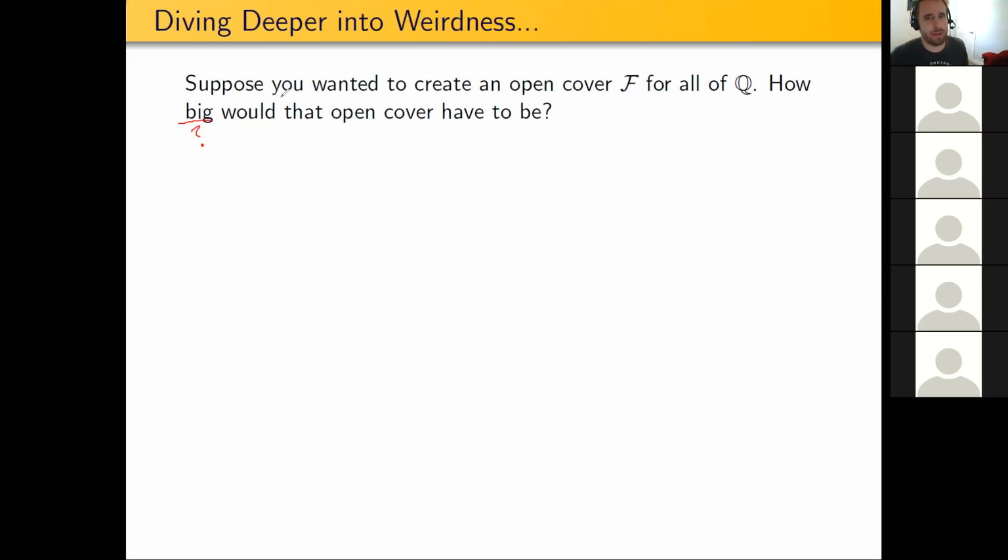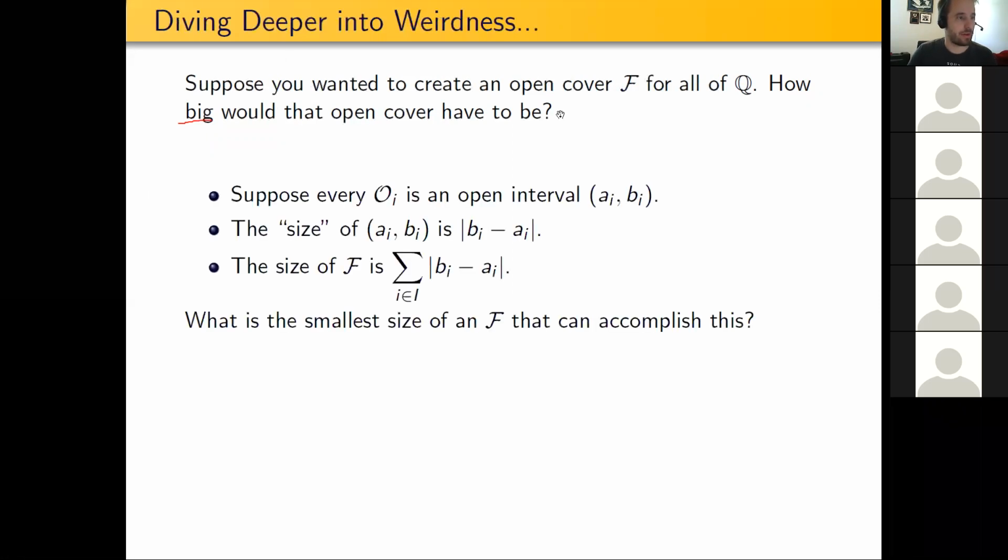So I want to clarify what I mean when I talk about how big this open cover should be. As a reminder, we have this idea of an open cover where we say that our script F is a collection of open sets, O sub i, such that i is an element of some indexing set.